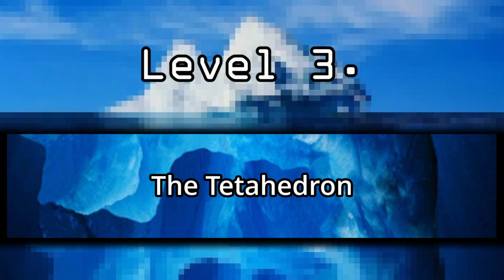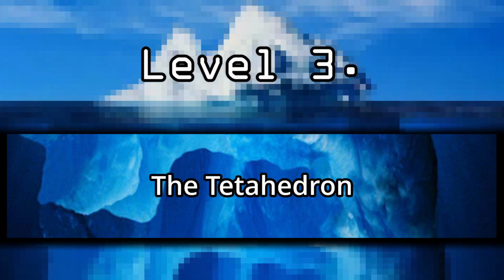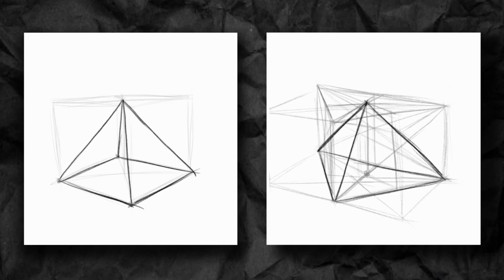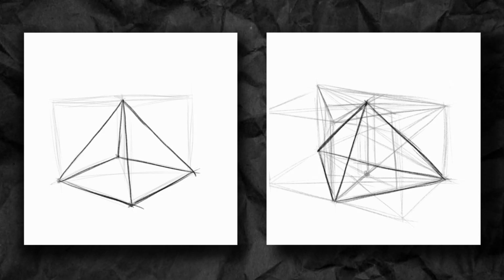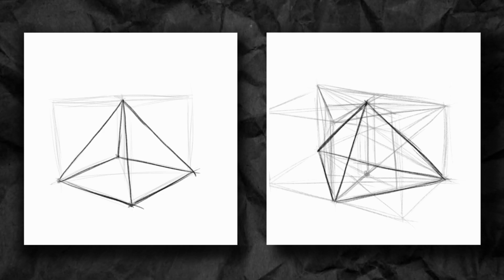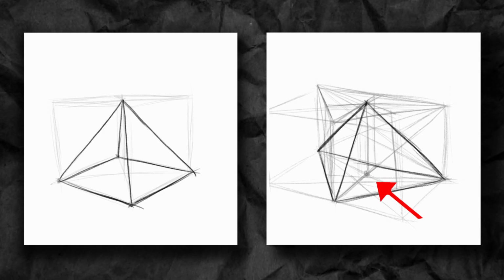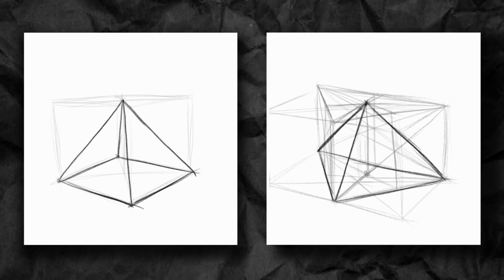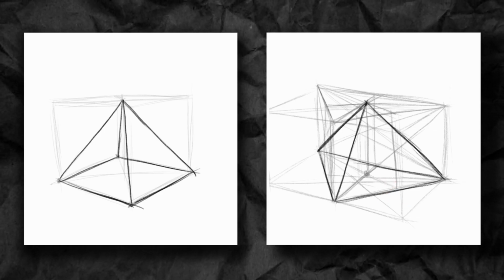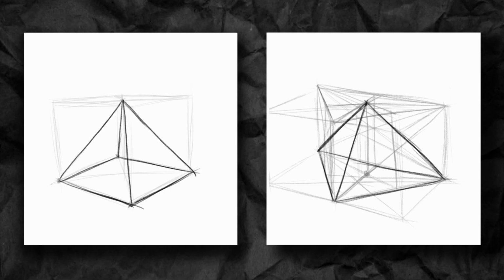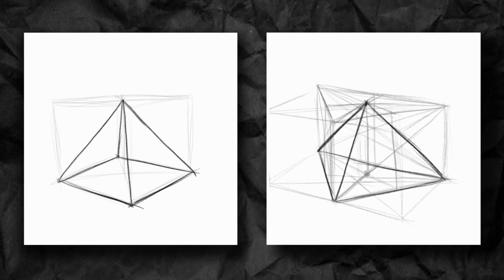A tetrahedron is a pyramid that has a triangular base. For the most part, it can be drawn in the same way you would a square pyramid, with one exception, that being the center of its base. Since the base is a triangle instead of a rectangle, we'll need to find it in a different way. So how do we do that?